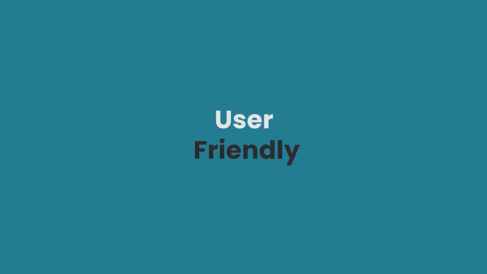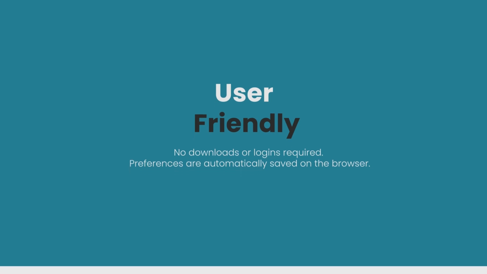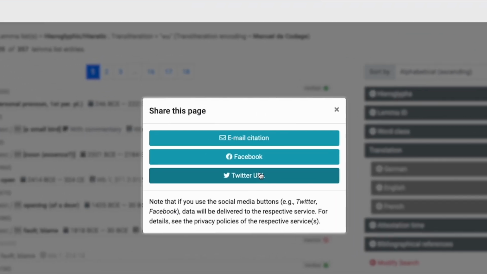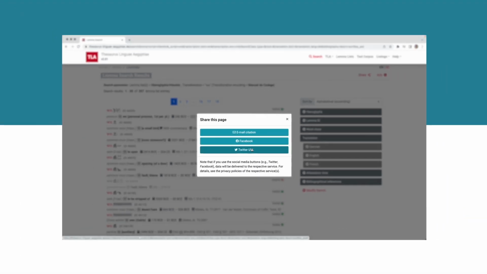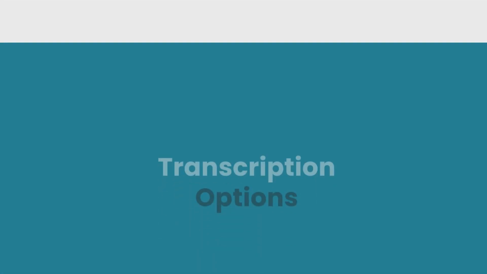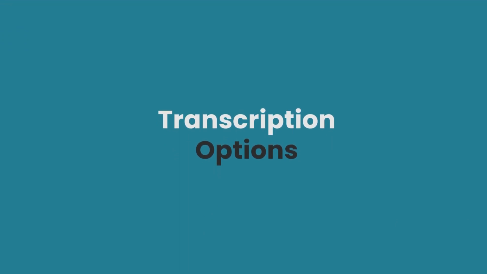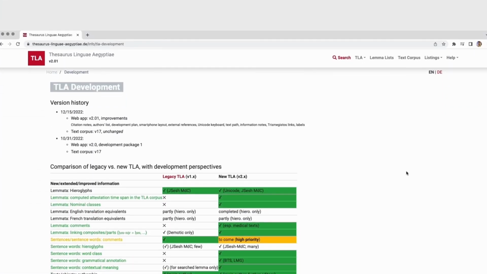The new TLA version allows customization of displayed information based on individual needs. You don't have to download anything. You don't even need to log in to use the platform. Your settings and preferences are automatically saved on your browser for future visits. And just for the extra toppings, sharing options are also available for email and social media. That way, you can now easily share interesting findings and resources from the platform. Lastly, other than the JSesh manual decodage, transcriptions and lemma hieroglyphs are now available in Unicode as well.